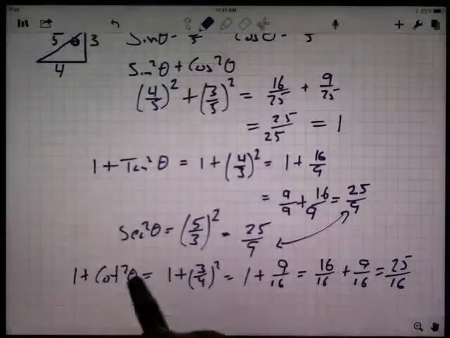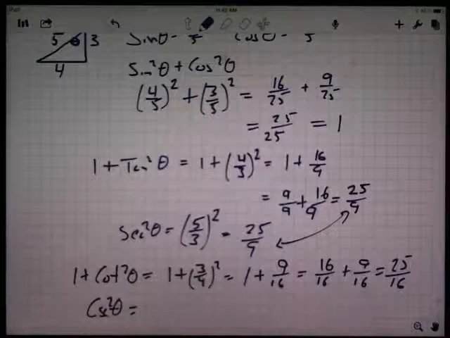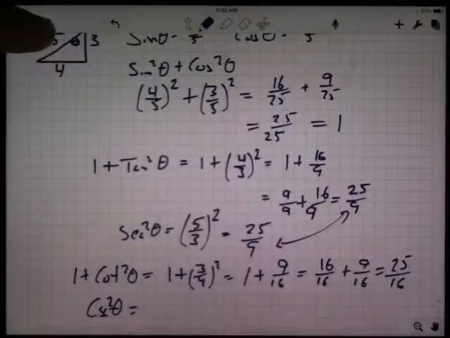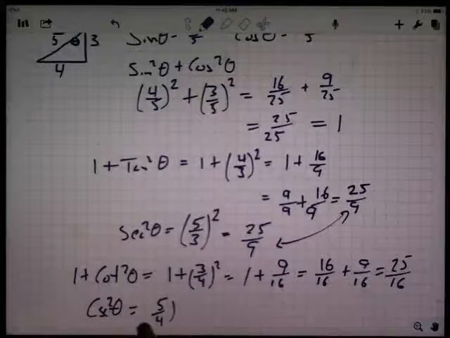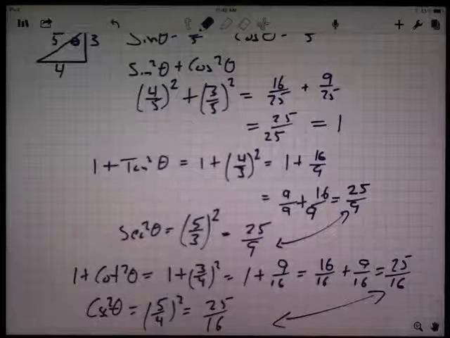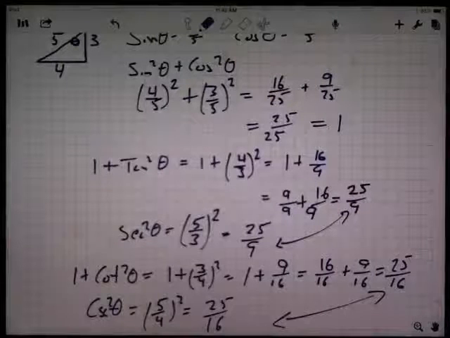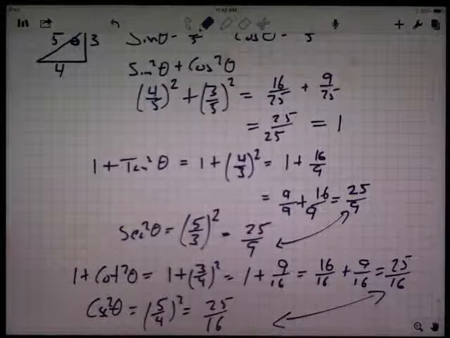And if I look at the cosecant squared of this angle, cosecant squared of theta, the cosecant is 5 over 4. If I take that and square it, I get 25 over 16. That should be the same thing. Yes, it is. Those two are the same. So there we have it, verifying that for this triangle, the three Pythagorean identities are true.